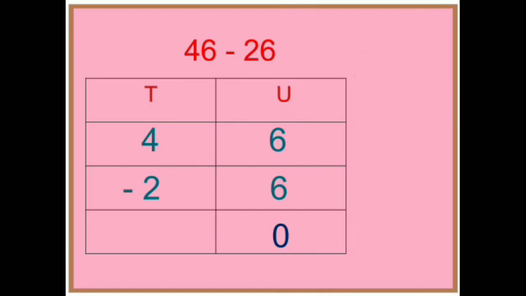Here, first number is 4. So, we have 4 fingers. Next number is 2. So, we will cut 2 fingers. Now, how many fingers are left out? 1, 2. 2 fingers are left out. So, we will write 2 in tens place. Therefore, 46 minus 26 is equals to 20.